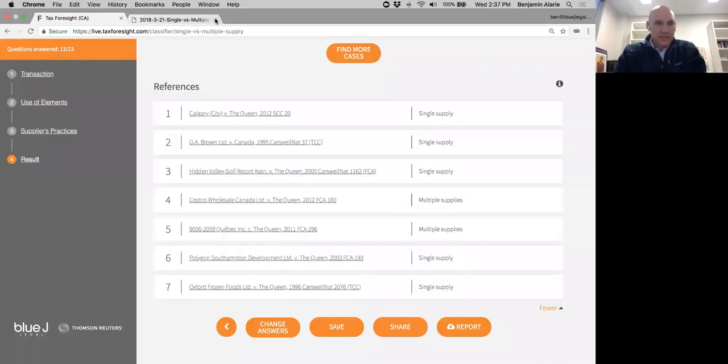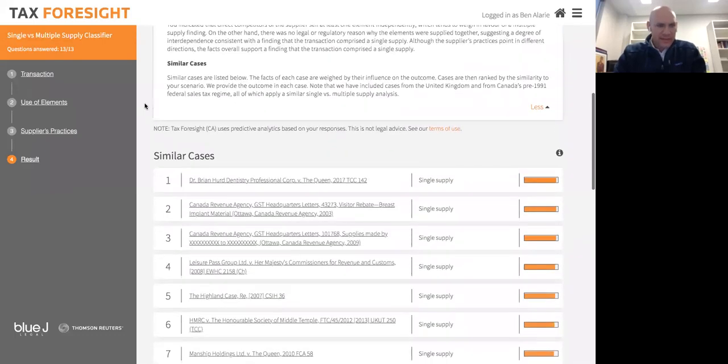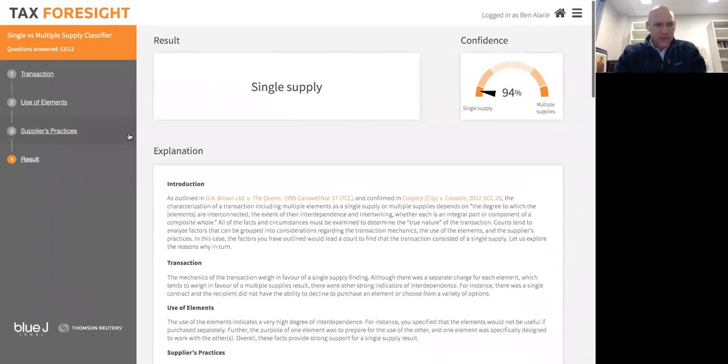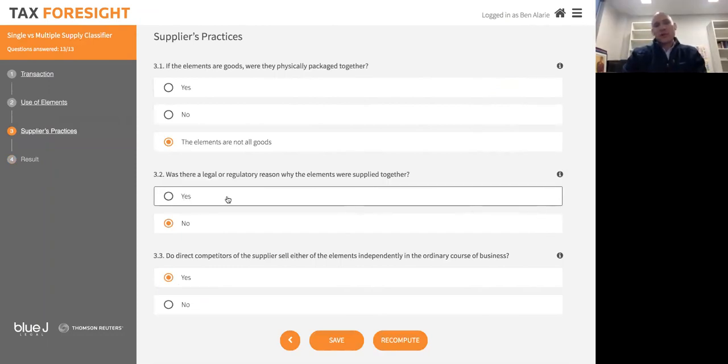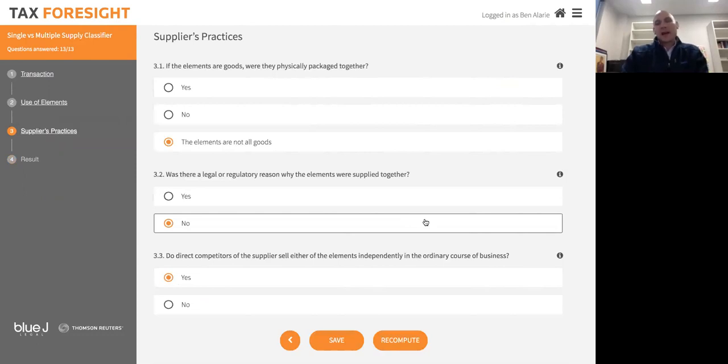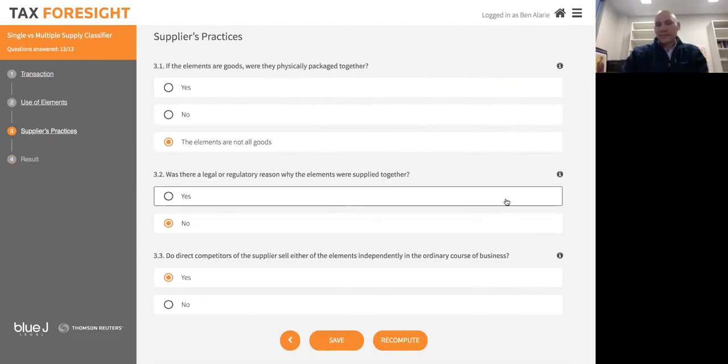Okay, so I'm going to close this up. One of the things that we can do is go back and do some scenario testing here. So I can go back and say, okay, let's look at this question 3.2. Remember, 3.2 is the question about whether there's a legal or regulatory reason why the elements were supplied together. And we said no. We can also say yes.